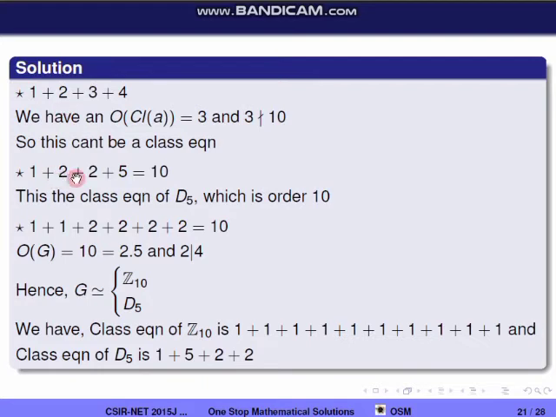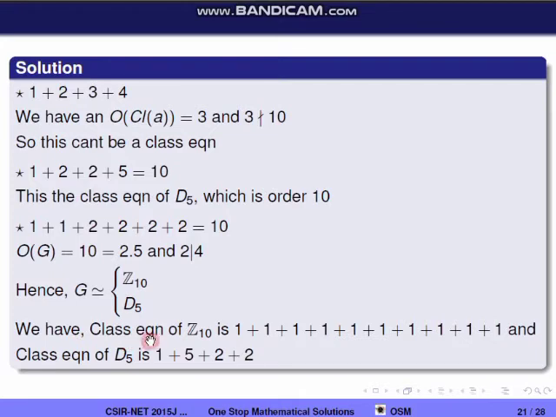1 plus 2 plus 2 plus 5 is equal to 10. This is obviously the class equation of D5, which is of order 10. Last equation, 1 plus 1 plus 2 plus 2 plus 2 equal to 10. So order of G is equal to 10, so that is equal to 2 into 5, and 2 is dividing 5 minus 1. So G is isomorphic to the abelian group Z10, and G is isomorphic to the non-abelian group D5, which is of order 10.